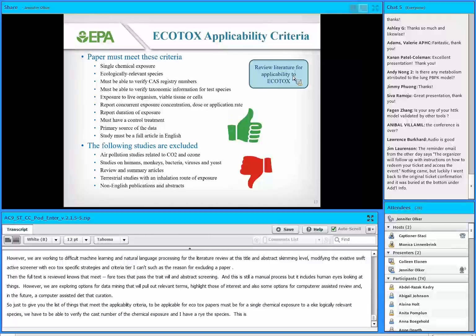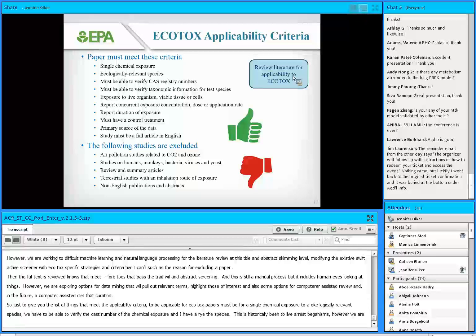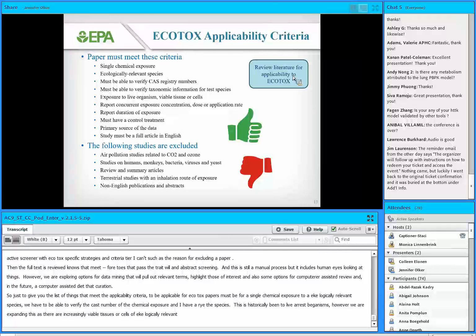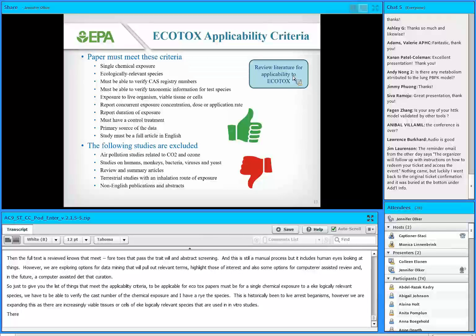However, we are expanding this as there are increasingly viable tissues or cells of ecologically relevant species that are used in vitro studies. There also needs to be a reported exposure concentration, dose, or application rate, and a reported duration of exposure. And very importantly, there must be a control in the study. If there's not a control, it does not meet the acceptability criteria to be included in ECOTOX.